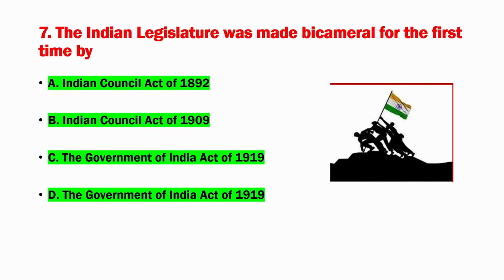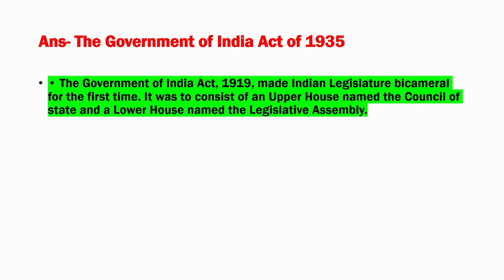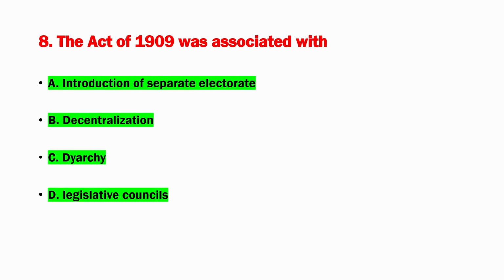7. The Indian legislature was made bicameral for the first time by. The correct answer is the Government of India Act of 1919. The Government of India Act 1919 made the Indian legislature bicameral for the first time. It was to consist of an upper house named the Council of State and a lower house named the Legislative Assembly.